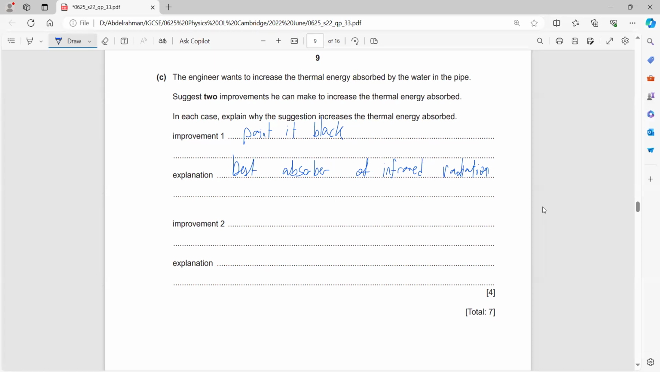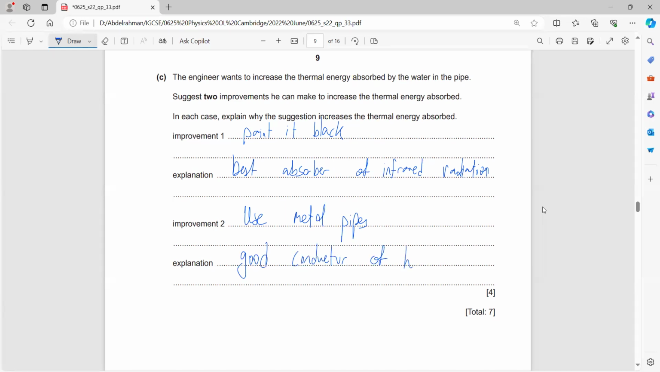What's another improvement? Use a metal container. Yes. Use a metal. Oh, here I'm talking about the pipes. Okay, I can just write down use metal pipes. Why metal pipes? Good conductors of heat. Good conductors. Use metal pipes. We tell him good conductors.